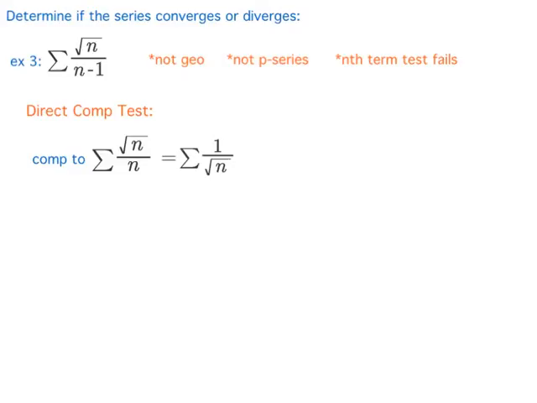Okay, so it might actually be better if I wrote the numerator as n to the 1/2 and the denominator as n to the 1st, and then if I divide, I end up with an n to the 1/2 in my denominator.